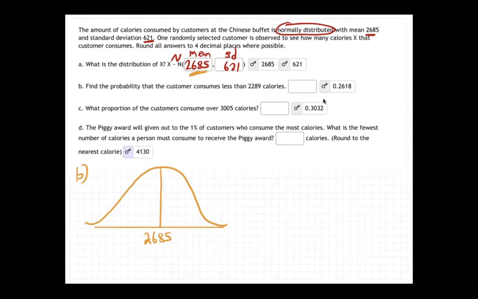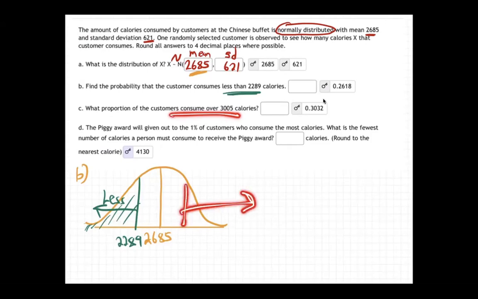Okay. And they're saying, what's the chance somebody consumes less than 2289? Where's 2289? Somewhere to the left, right? 2289 is smaller than 2685. And they're saying less. Less goes that way. So we want all this forever to the left. So that makes sense. If the next one says over 3000, we're going to go 3005 to the right because that's over, bigger, more. But when they say less than 2289, that's to the left.